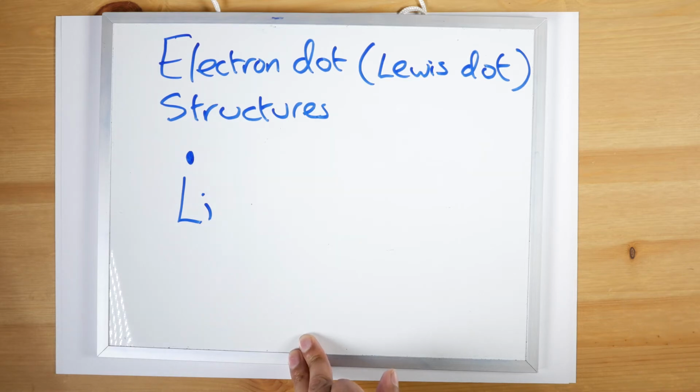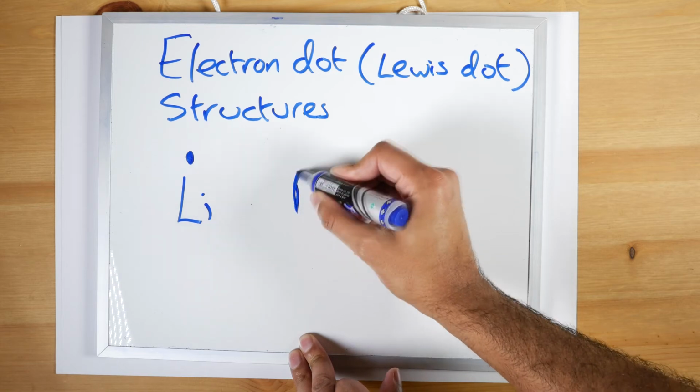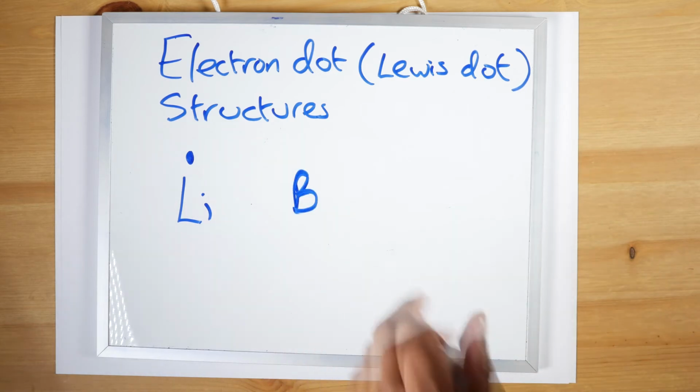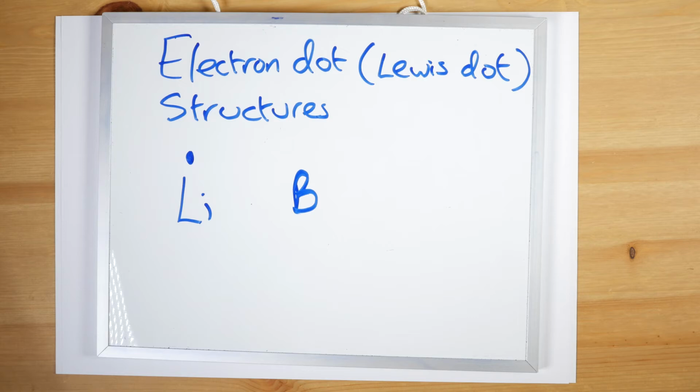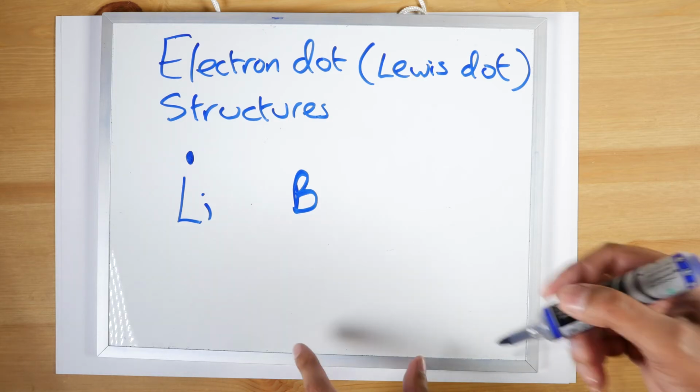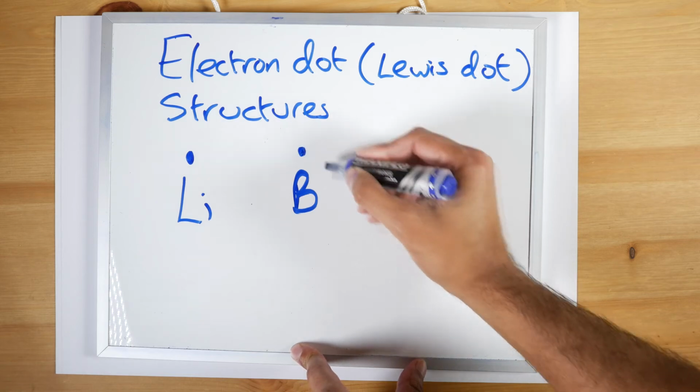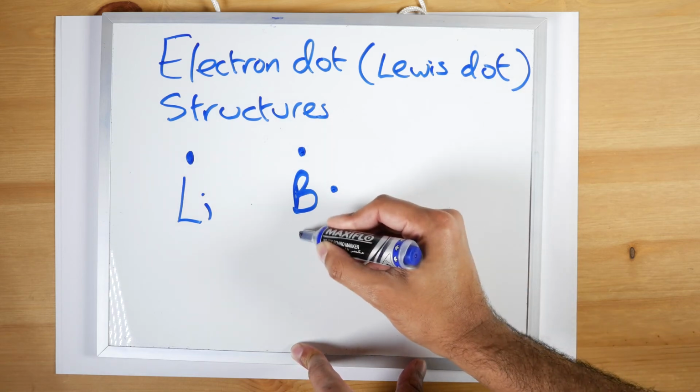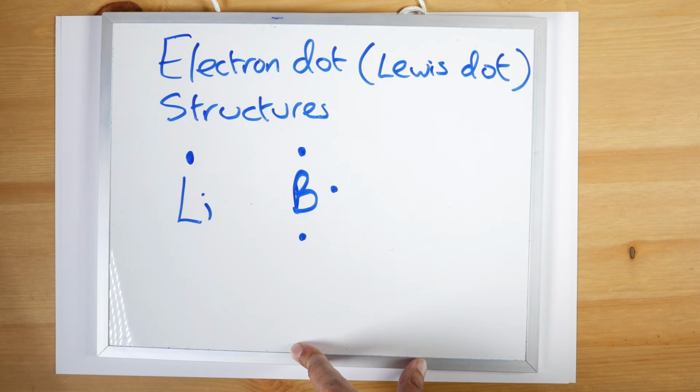Dead easy. If you have a look at boron, we start off just like the other one. We put the symbol in the middle, like that. And it's in group 13, which means it has 3 valence electrons. And what I do is I start up here, then go down there, and then like so. So it's surrounded by 3 dots, each of them representing a valence electron.